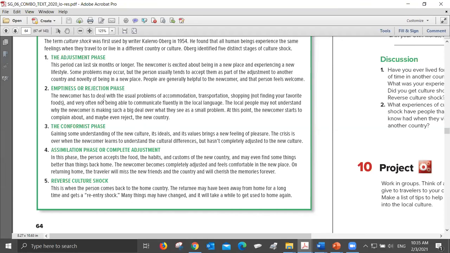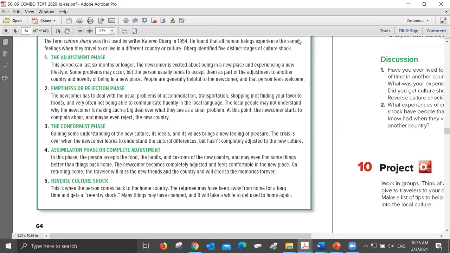Yes, keywords is what I'm trying to get to. Deal with problems, okay? No favorite foods. Not able to communicate. Local people do not understand. So starts complain about, reject the new country, all right? So what I would do is ask people to highlight the bits that make this heading appropriate for this section, okay? This is also training for note-taking as well, in the long run. So this is why I decided to do it.